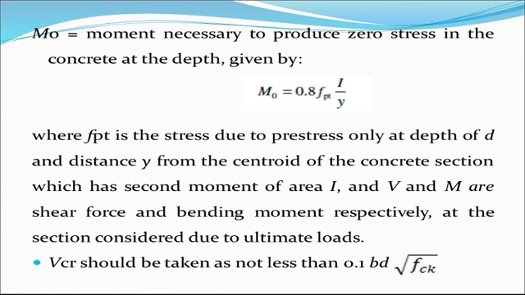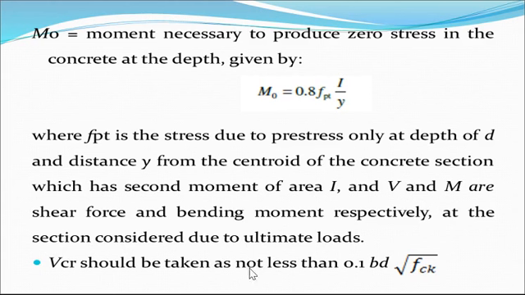M0 is the moment necessary to produce zero stress in the concrete at the depth given by M0 equal to 0.8 fpt divided by y into I. What is M0? It is the moment necessary to produce zero stress in the concrete at the depth, where fpt is the stress due to prestress only at depth d and distance y from the centroid of the concrete section, which has second moment of area I, and V is the shear force, M is the maximum bending moment at the section considered due to the ultimate load.